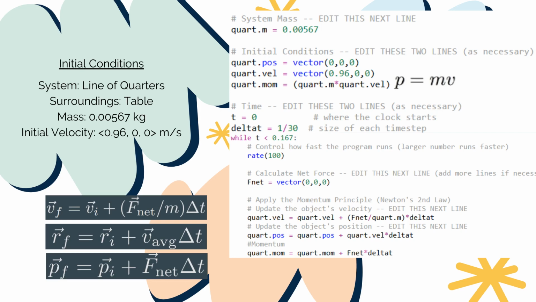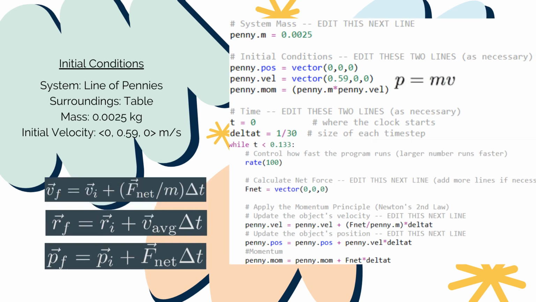Moving on to my GlowScript computational code, as always, we must start by establishing initial conditions. That being my system being the line of quarters, my surroundings being the table, its mass being 5.67 grams, and the initial velocity being 0.96 meters per second. Also, I wrote a line of code noting that the quarter's momentum is the coin's mass times velocity. Then I simply modified this while loop you see here to include the iteration of momentum using the velocity as well as the momentum update formulas. And once again, I repeated this procedure using pennies and their respective initial values and conditions.